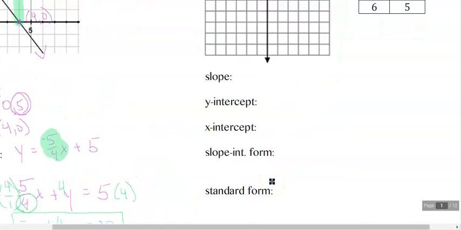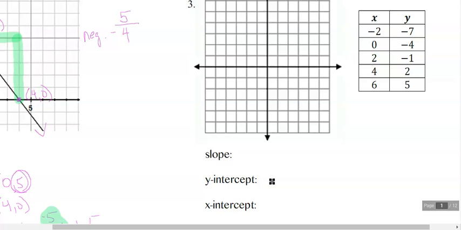Okay, number 3. We're not given the line here, we're not given the graph, but we can make the graph. The XY table over here on the right are the ordered pairs. We don't have to do all of them, but we could do maybe 3 of the ordered pairs. So -2, -7. That's actually not even on this graph, but I can go down a little bit further and it's going to be about right there. 0, -4.